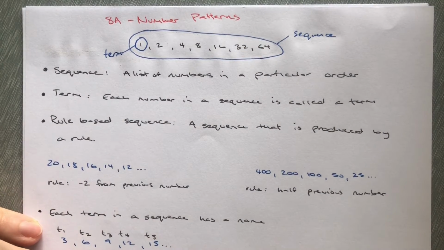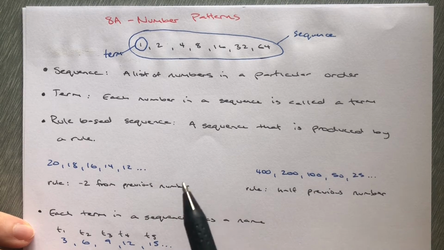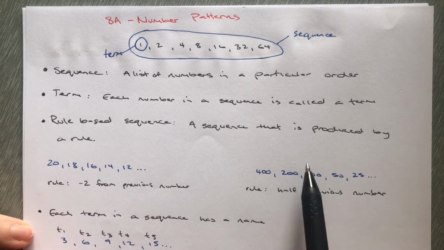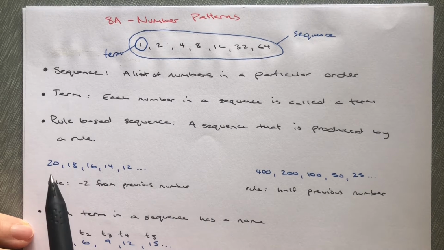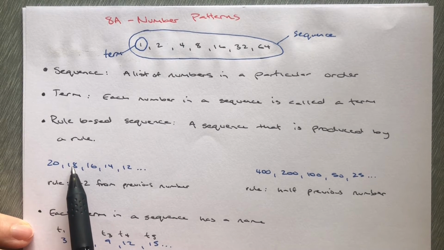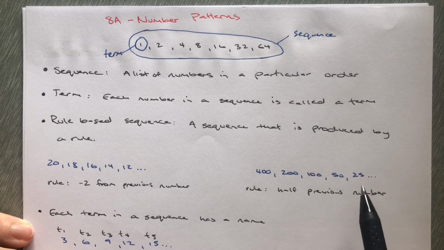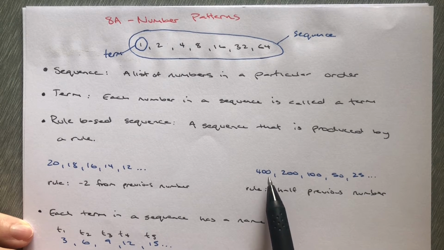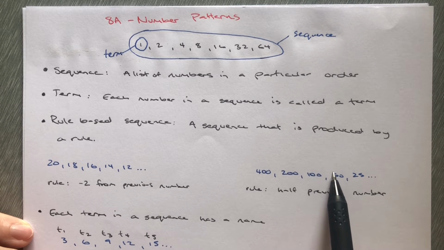Now, the third dot point I've got here, a rule-based sequence. It's a sequence that is produced by a rule. If we look at this one here, we've got a sequence here and a sequence here. We can see that the rule is we're minusing 2 from the previous number. So you can see we're going 20, we minus 2 to get 18, minus 2 to get 16, minus 2 to get 14, etc. This one over here, it's another sequence, but it looks a bit different. For this one, the rule is that you halve the previous number. So to go from 400 to 200, you're halving. From 200 to 100, you're halving. 100 to 50, etc. So there's the sequences, and the rule is that we're halving the previous number, for this one anyway.